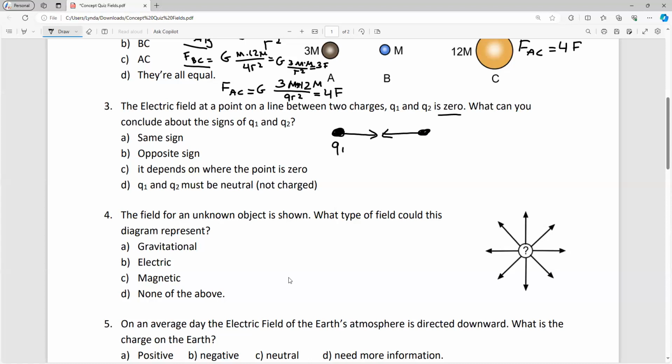Okay, so it would be the same sign here. So it will be A, the same sign. Yeah. Okay, both positive or both negative. Okay.